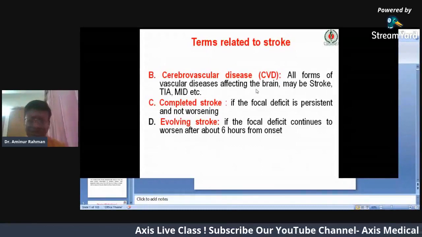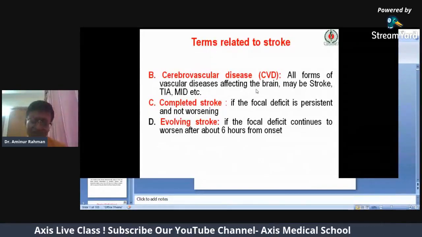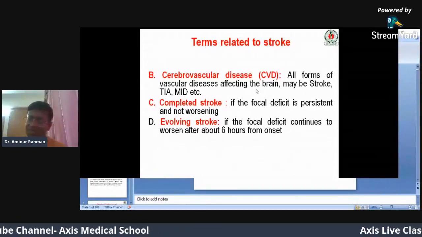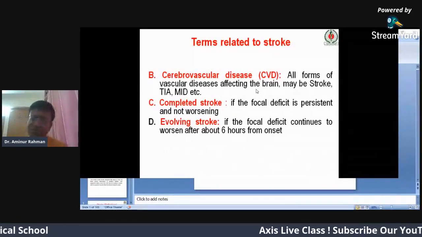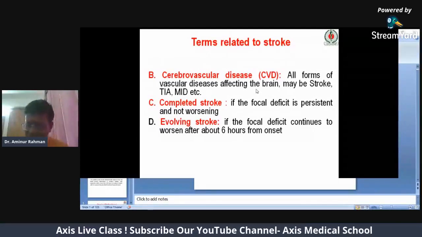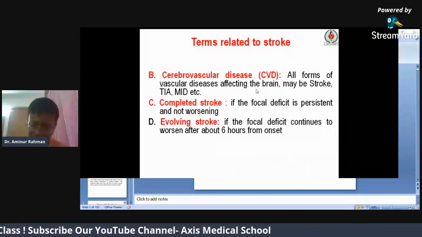Evolving stroke: if the focal deficit continues to progress after 6 hours from the onset, it is called an evolving stroke. That is stroke in evolution. Sometimes, within 24 hours, it may become stable.